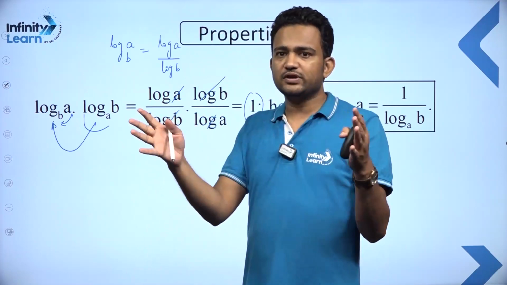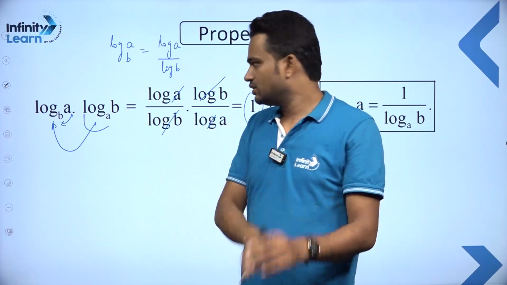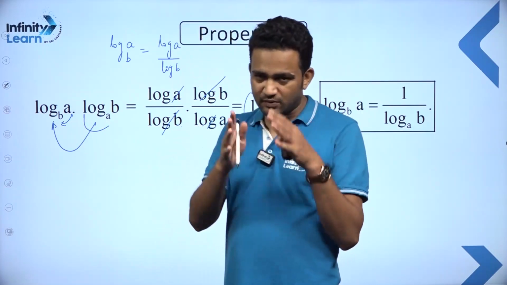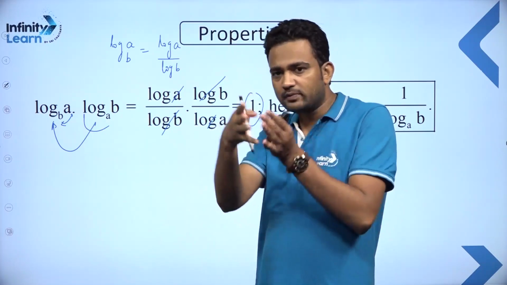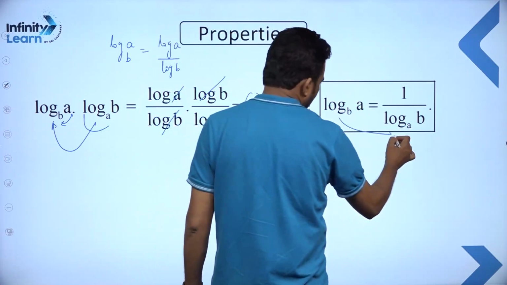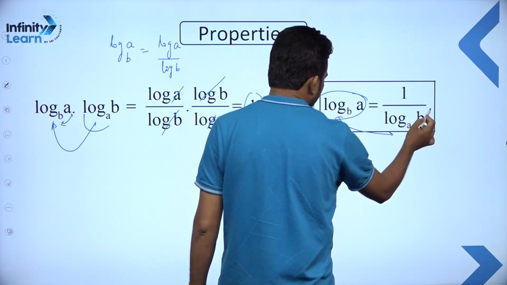Now multiplication of two things is 1, it means they should be the reciprocal. So simply interchange these two. Okay. If I ask what is the reciprocal of log 3 base 2, then it will be log 2 base 3. Okay. So from here we can conclude this. So these two are the reciprocal of each other.